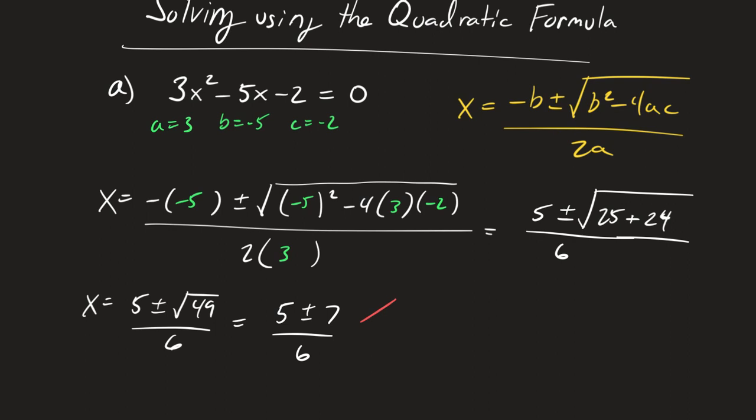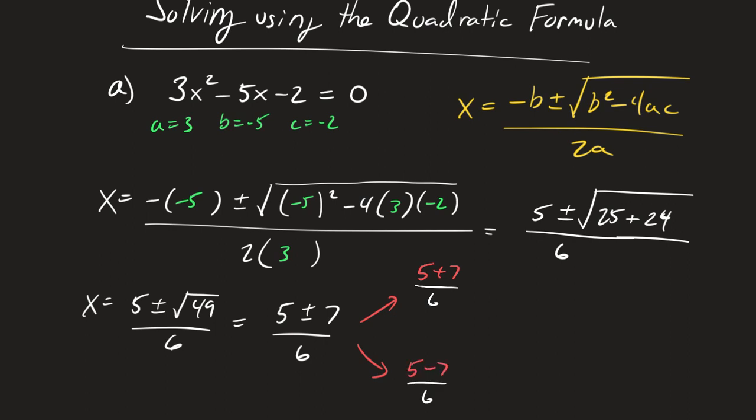So essentially the problem is going to split into 2. So why we use that plus or minus symbol is to indicate that we're doing both adding and subtracting of these numbers, just kind of a shorthand. So we're going to do 5 plus 7, and that's going to be divided by 6, and then we're also going to do 5 minus 7, and divide that by 6.